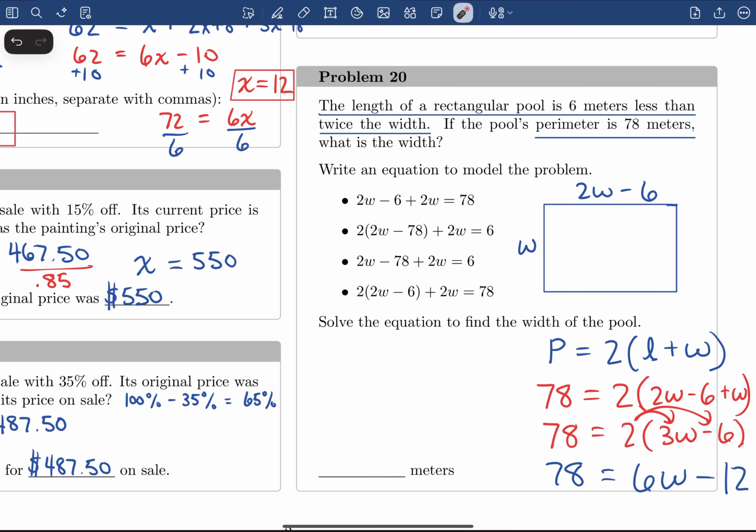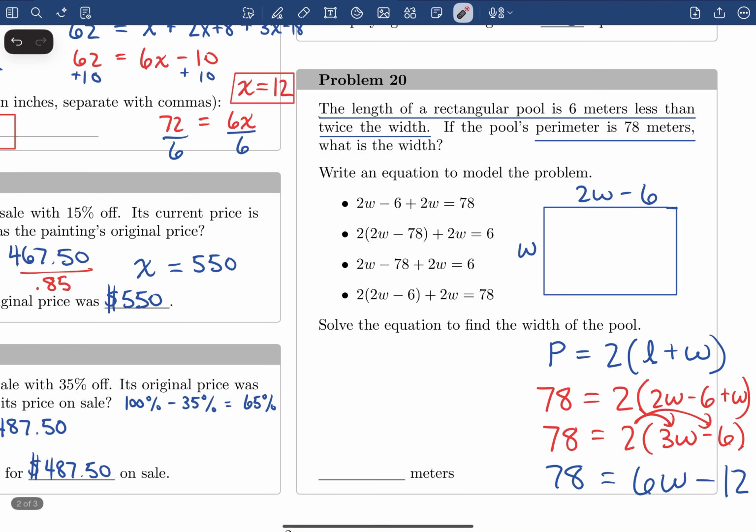Looks like I don't see the option that would be equivalent to this outright. I see 2W plus 2W would just be 4W. Well, this is 4W plus 2W, which gives 6W, and 2 times negative 6, which gives negative 12, and that equals 78. This is the correct answer. Okay. So here's the correct answer. And it's equivalent to what I wrote here. In fact, I simplified it a lot further. Okay, so there it is.